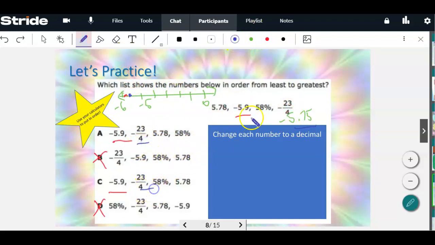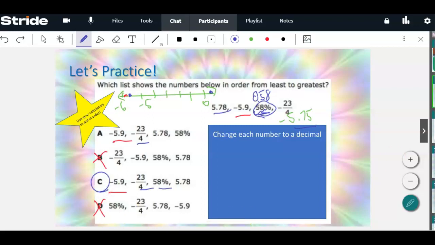Let's go to our positives. Remember you have to change this 58% to a decimal: move it over 2 places, 0.58. So that is a lot smaller than this 5.78. 0.58 is going to be between 0 and 1. 5.78 is going to be out here between 5 and 7. So the next number should be 58%. So here it is.